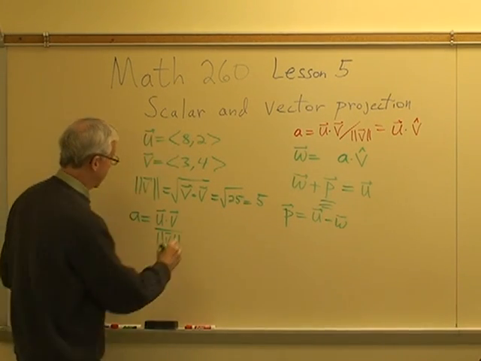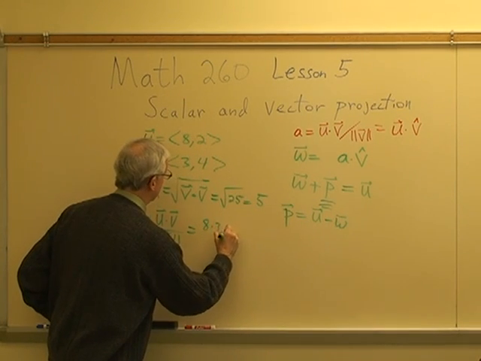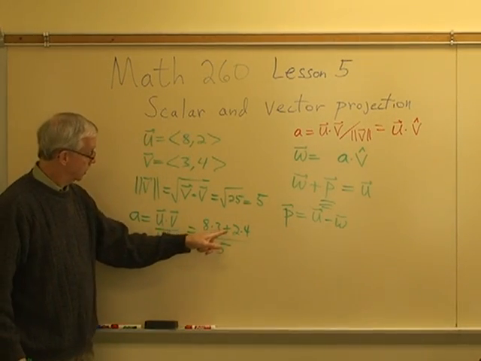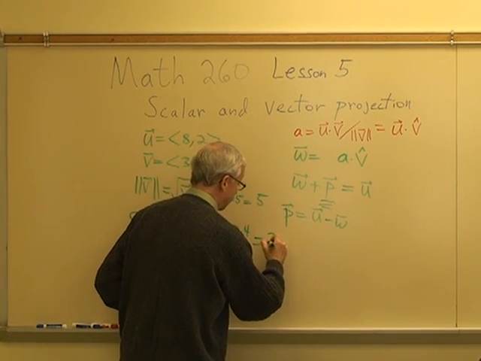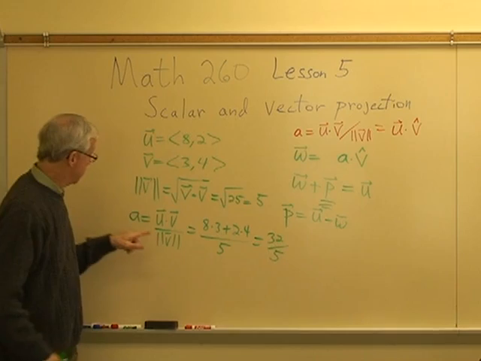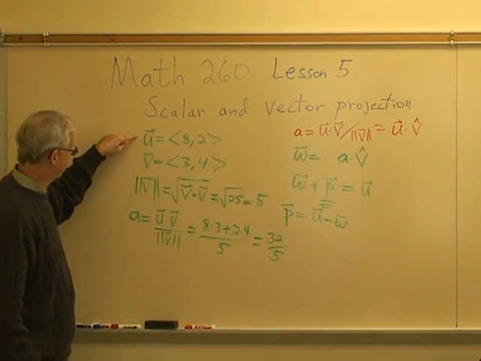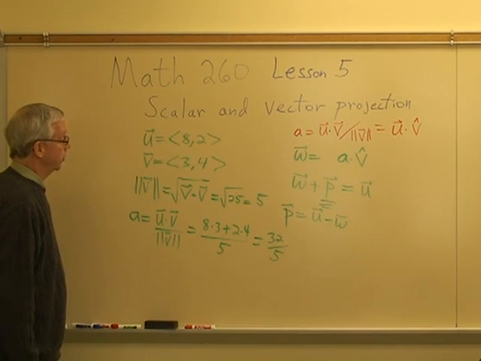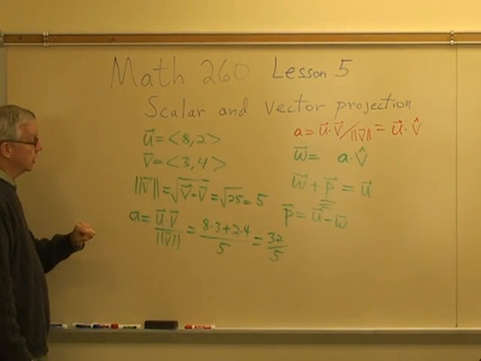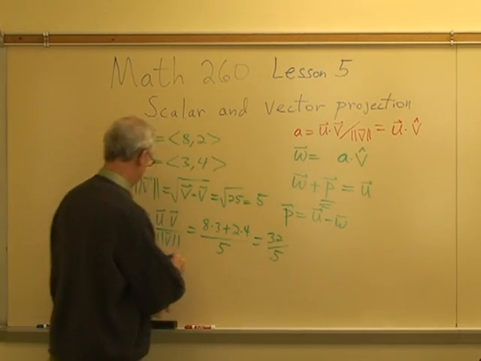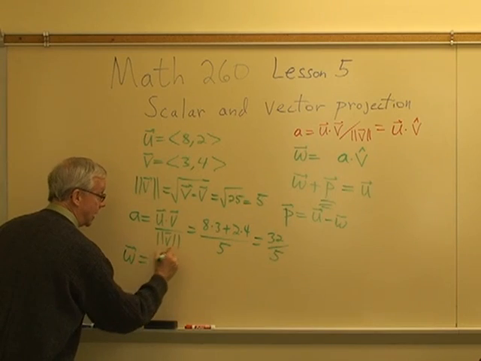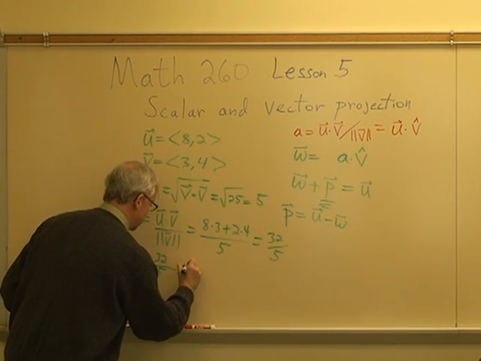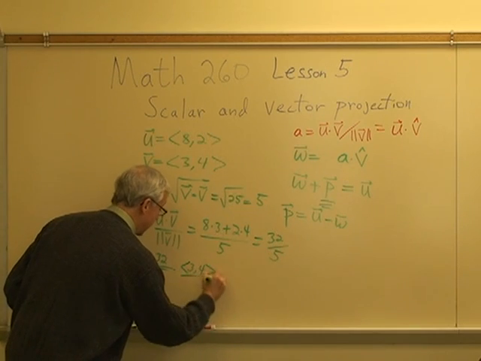Well, U dot V is 3 times 8 plus 2 times 4, and divide by 5. 3 times 8 is 24, plus 8 is 32. So that's my scalar projection of the vector U onto the vector V. Now I want my W, which is this number times V hat. So let's get the vector W. It's going to be 32/5 times V hat.